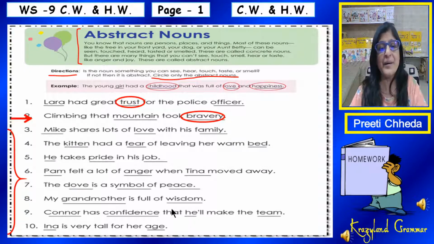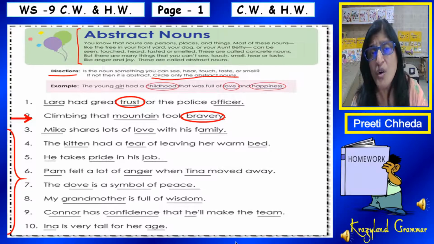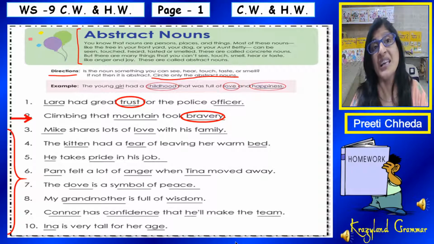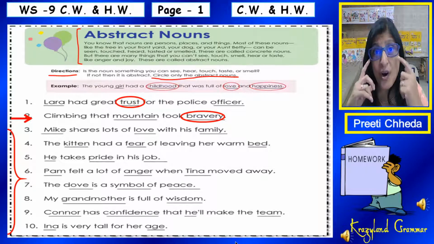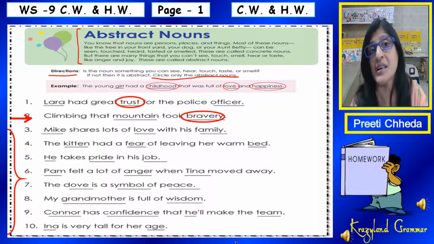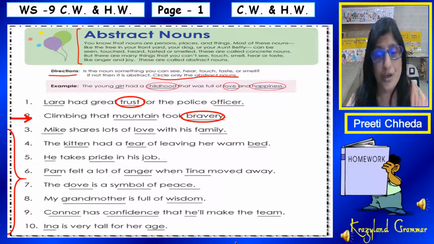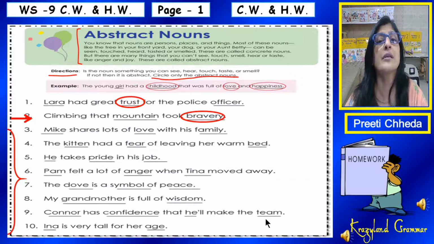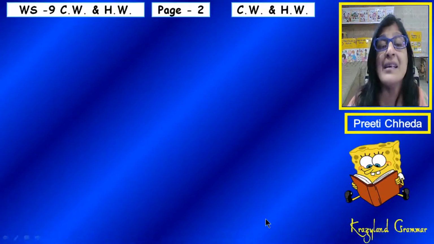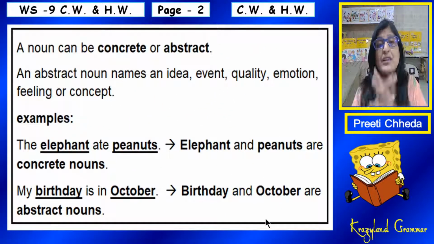Wow. Let me tell you one thing. You know, when we talk about our age, age can be counted, but it cannot be seen, heard, smelled, tasted, or physically touched. So please be careful when you are finding abstract nouns, always ask this question. So I know you can do your homework with ease. So flip your page, that is worksheet number 8, page number 2.